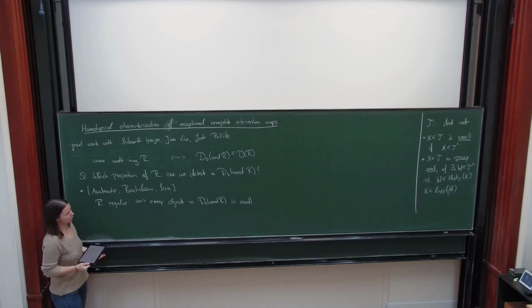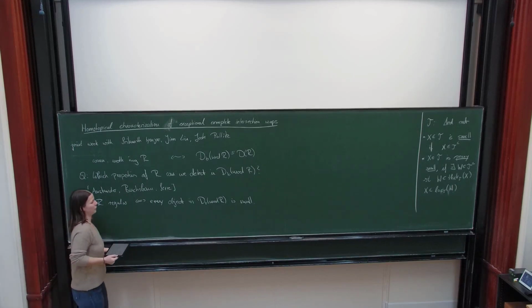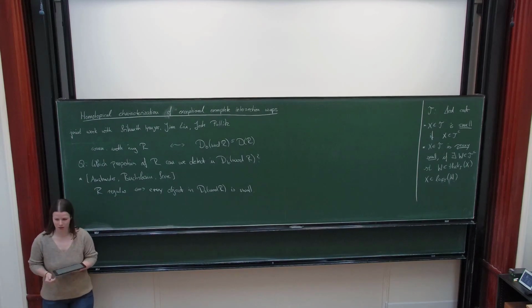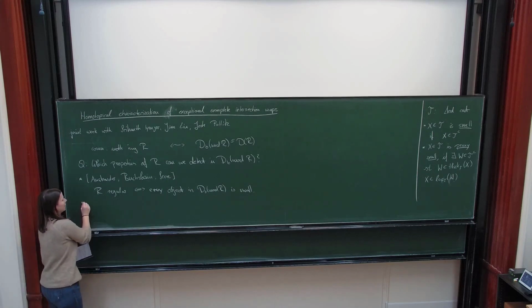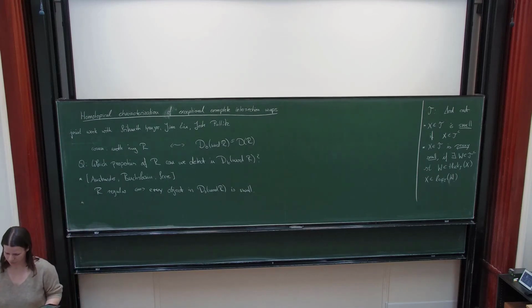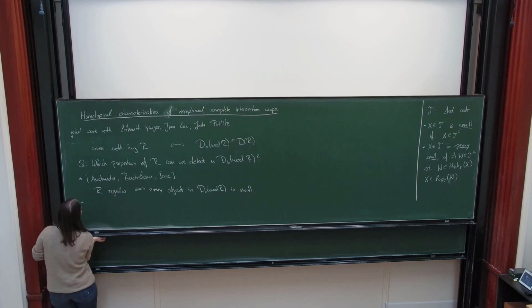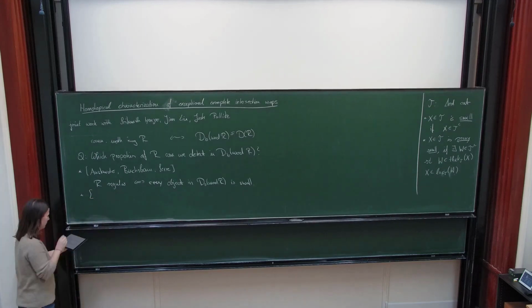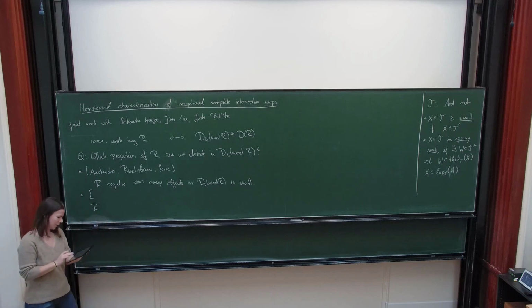So using the small property, we get a characterization of regular. A ring is regular if and only if every object in the bounded derived category is small. Then the next type of rings one could look at are things that are close to regular in some sense. I'll give a couple of names in a moment. And those are the locally complete intersection rings.